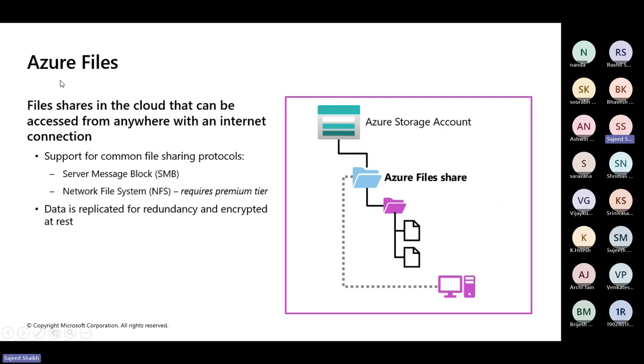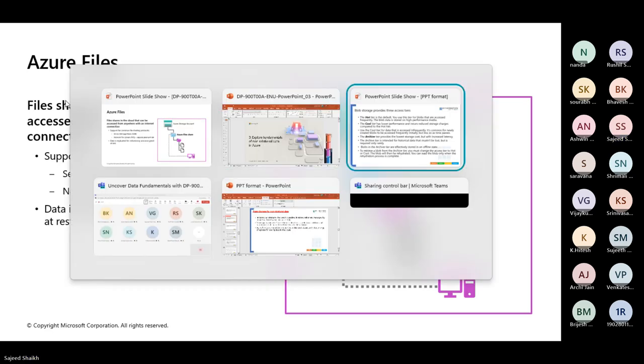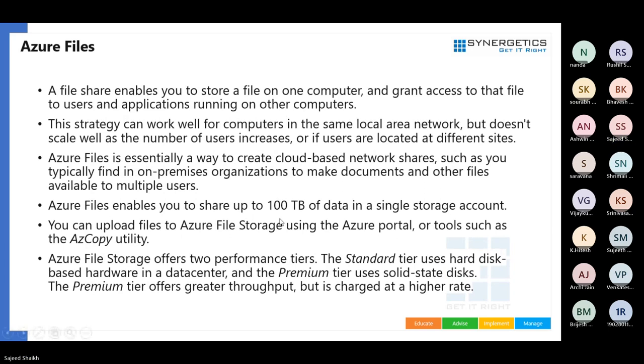Then we have what is called Azure Files. The Azure Files concept is similar to the file system we have on-premise, where you create a folder, and inside the folder you create further subfolders and store files. But that is locally on your machine. If you want to centralize that or make it global, then you have to use Azure File System. Then you can give access rights to the users who are going to use the files. Azure Files is an essential way to create cloud-based network sharing of data, like how we do it on-premise, but here we do it on the cloud.